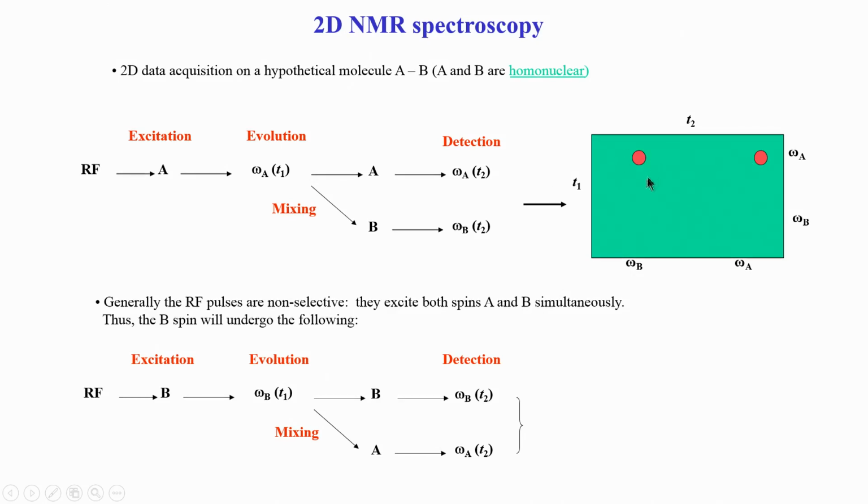So, we use the term cross peak in 2D NMR. A cross peak is basically a peak between two different spins which are correlated or connected or interacting via J coupling or through dipolar coupling.